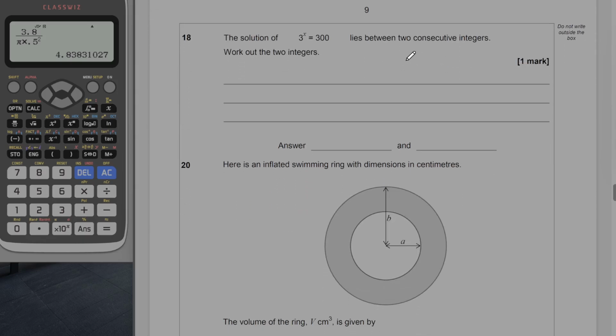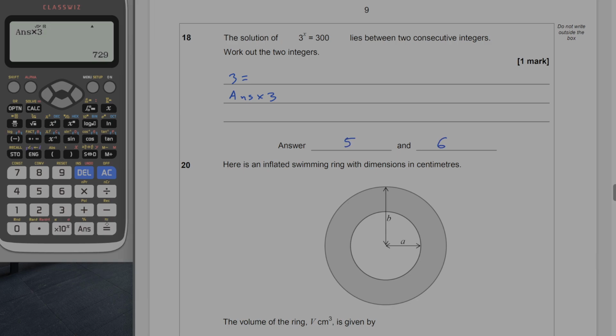Okay, question 18. The solution of 3 to the power x is equal to 300 lies between two consecutive integers. Work out the two integers. Okay, so for this, in effect, we want to go 3 equals, and then we want to do answer times 3, and then count how many times we have to press it. So if I go 3 equals, and then times by 3, so that would be squared, cubed, to the power 4, to the power 5, to the power 6, so it's going to be between 5 and 6.